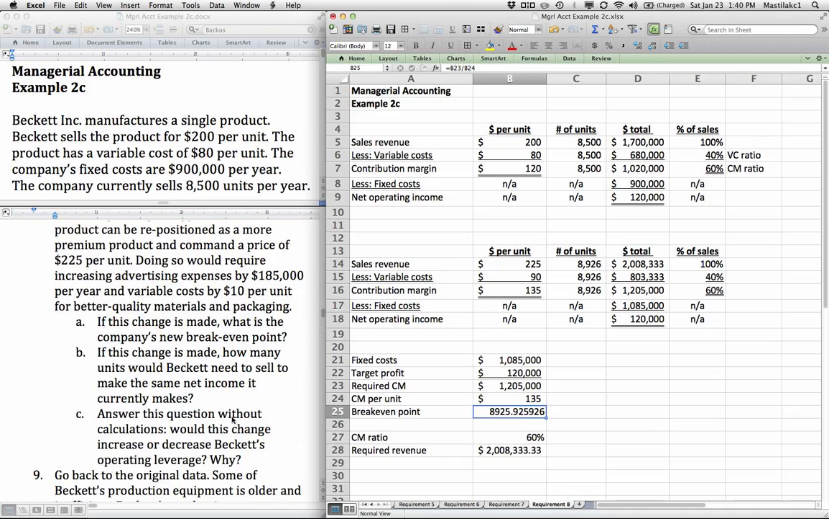Finally, answer this question without calculations. Would this change increase or decrease Beckett's operating leverage? Why? Well, notice what we're doing here. We're increasing fixed costs by doing this. Anytime you increase fixed costs, keeping all else equal, your operating leverage is going to increase. We have more costs we have to cover, and so degree of operating leverage is going to increase. Our company has become riskier, and we see this in the increased break-even point and the increased number of units we have to sell to break even. It's harder to break even.